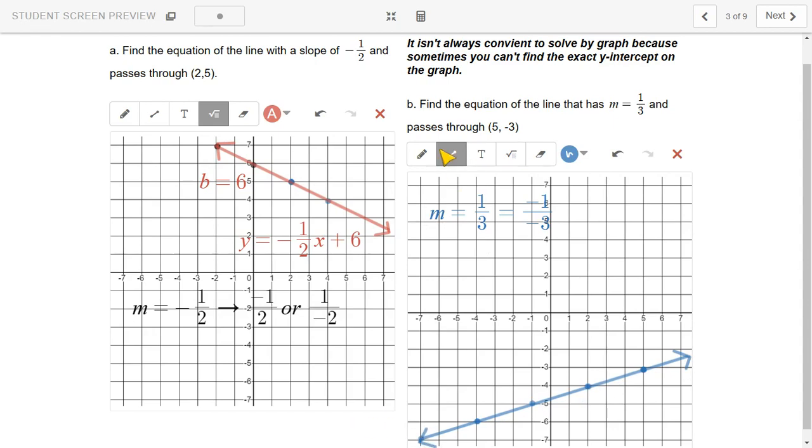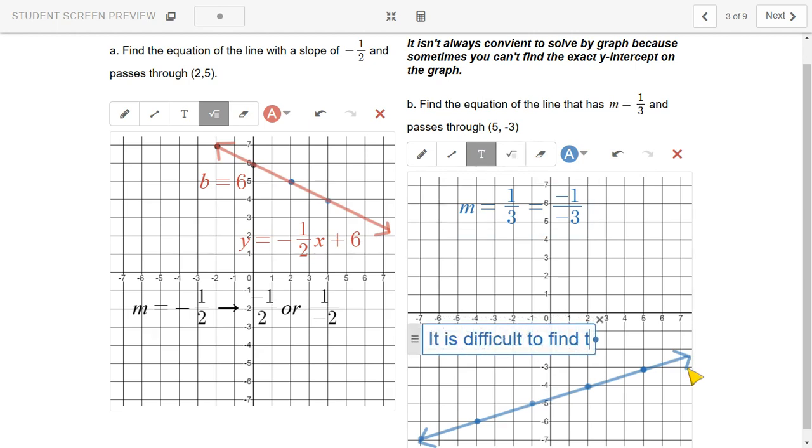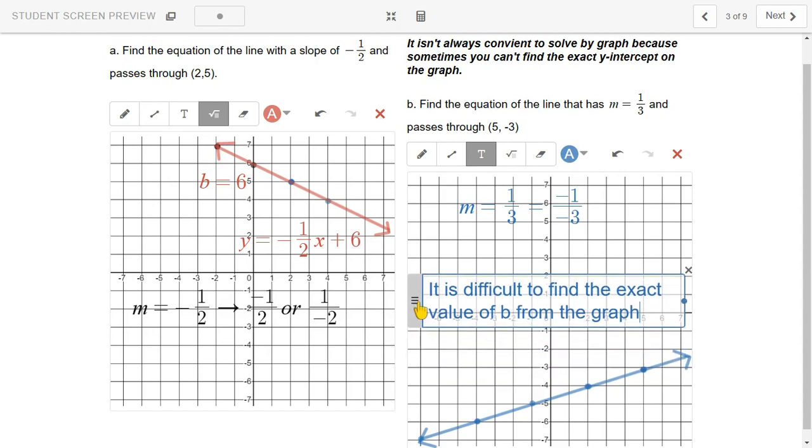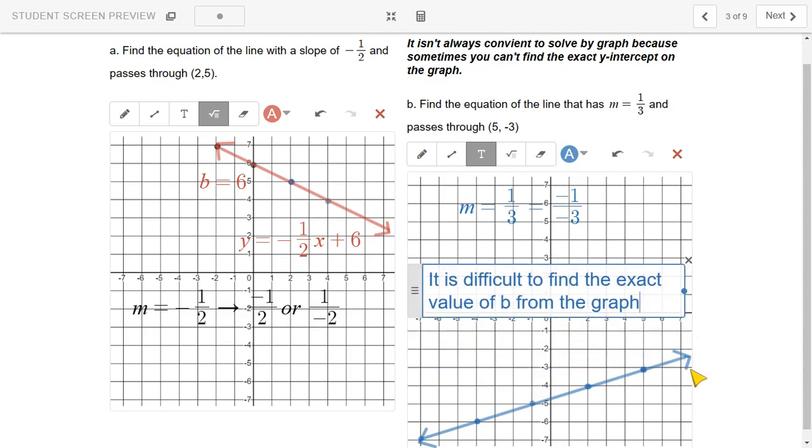We know the slope, but the trouble here is it's really difficult for us to find the y-intercept. The y-intercept is between -4 and -5, and I can't say what the exact value is by just looking at the graph. And so we are going to need to do a question like this algebraically.